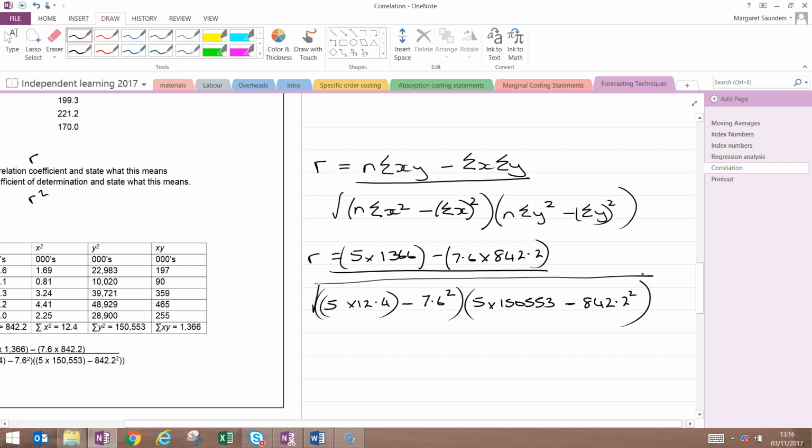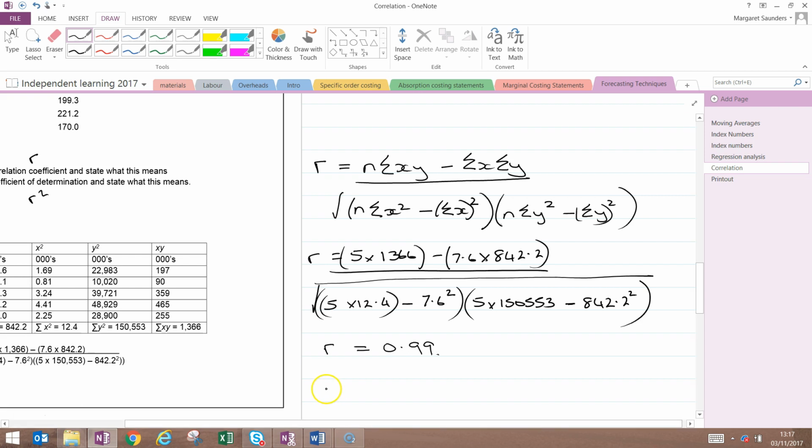Again, as I said earlier, work this out stage by stage. Don't try and put the whole calculation into your calculator in one go. The answer to this is that r is equal to 0.99. So this indicates that there is a very strong positive linear correlation between x and y.